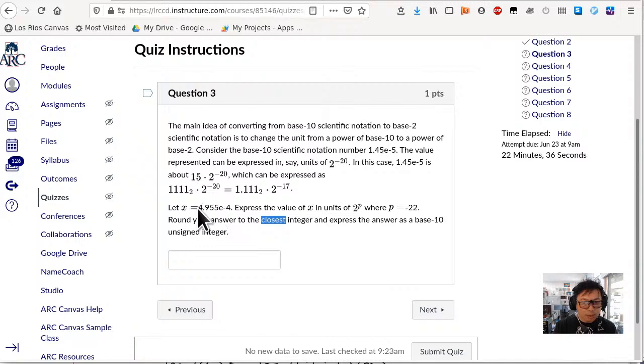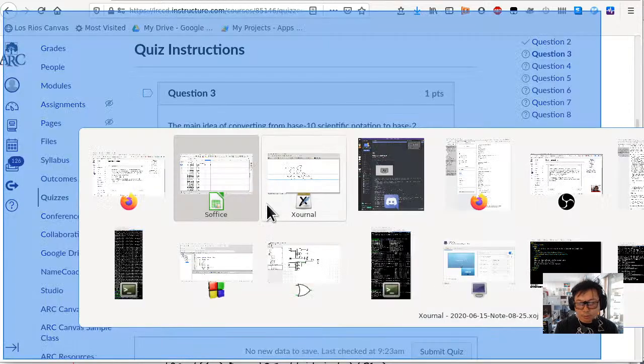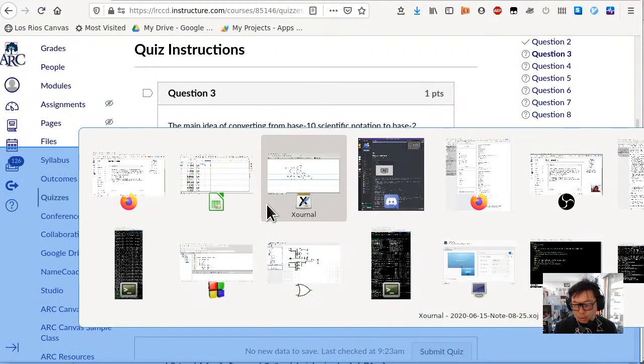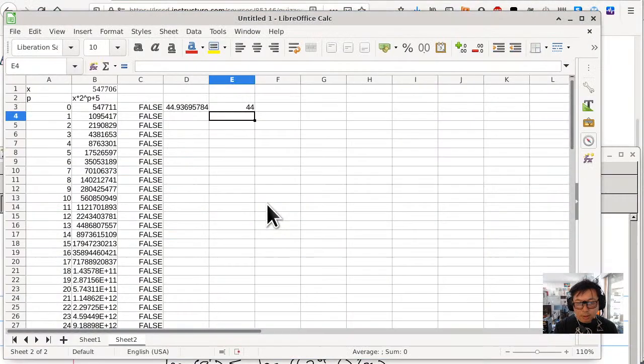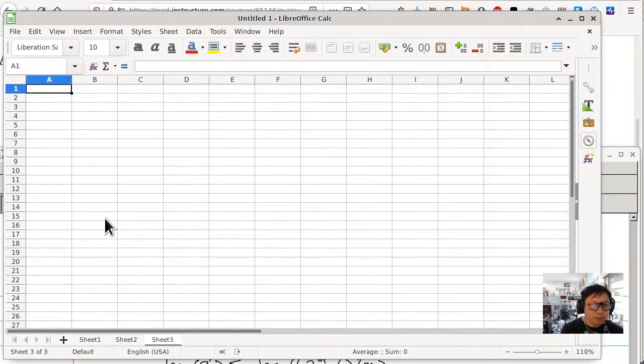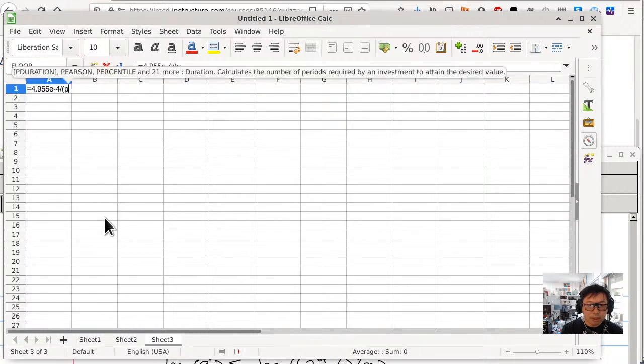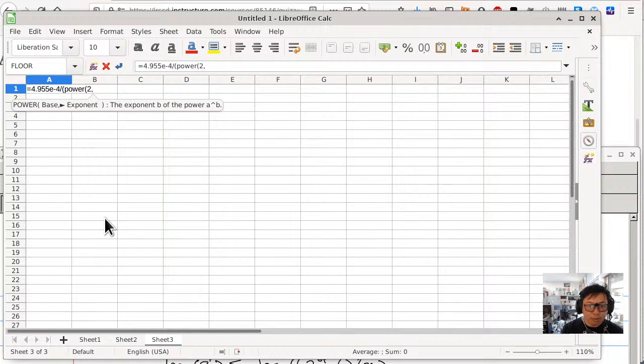So we got this value and then 2 to the power of -22. So I'm just gonna copy this, and we switch back to the spreadsheet. I'm going to open a new sheet just for this. With this one, I can just paste in the whole thing. This is the value that I want to represent, but I want to represent it in units, where each unit is 2 to the power of -22, like so.